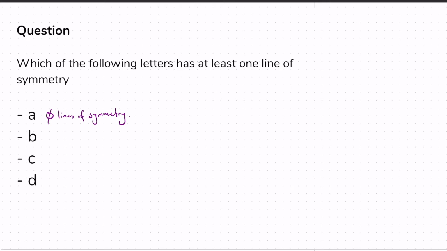Now for B, again, going down the middle, there's going to be no lines of symmetry there. Nothing through the middle, and nothing diagonally. So once more, B has 0 lines of symmetry.